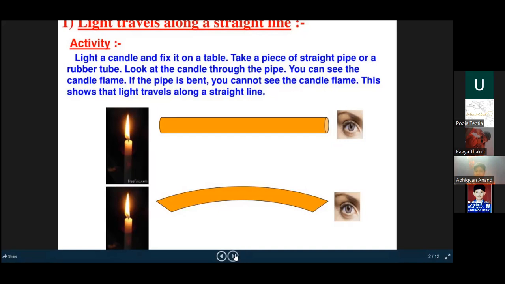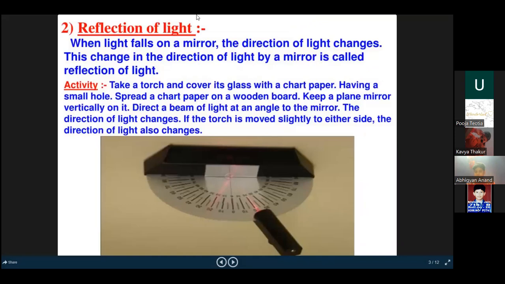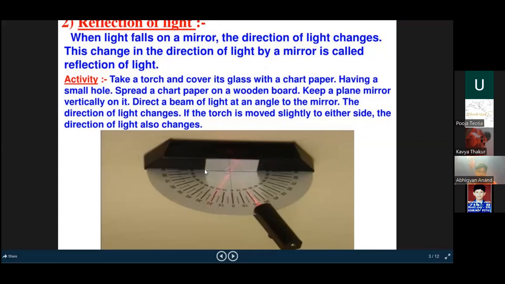Next is a very important concept, reflection of light. What is the definition of reflection? Bouncing back of light is known as reflection. Good. The simplest definition: bouncing back of light.